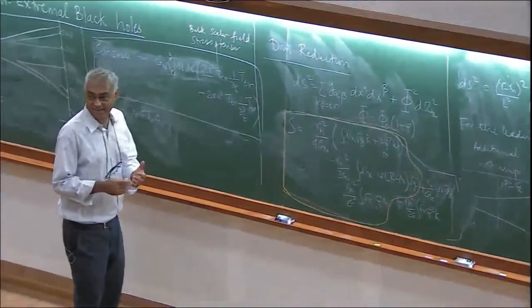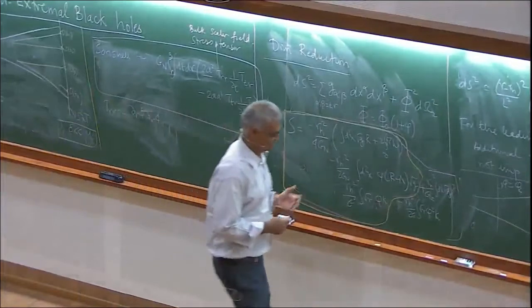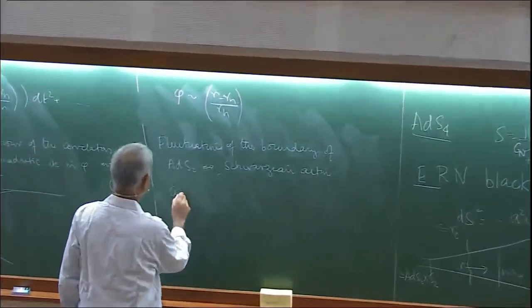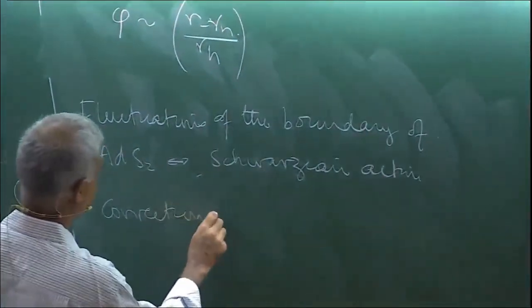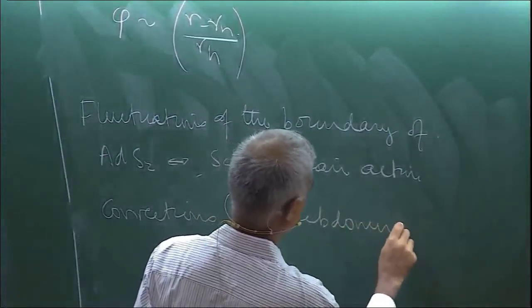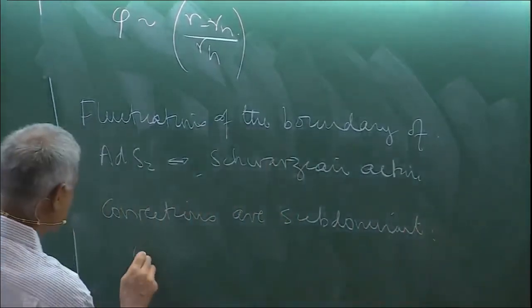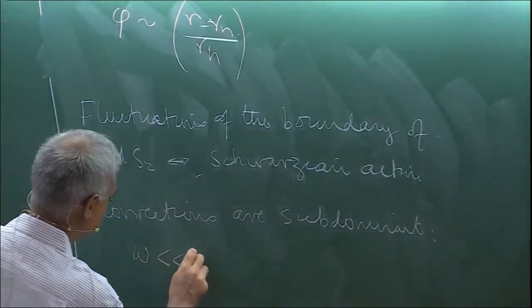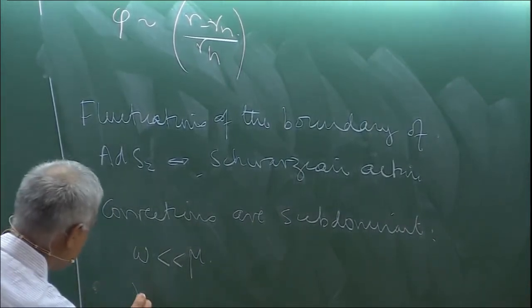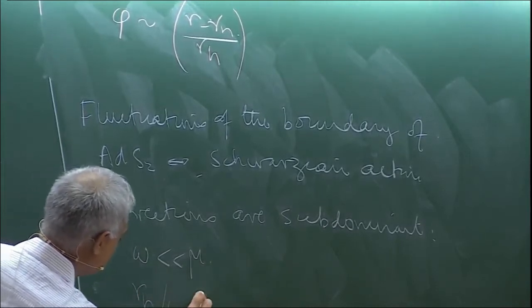Okay, so there is a dimension. Corrections are subdominant, and I'll tell you in what sense now very precisely. What are the parameters which are governing this? One is omega, the energy, is very much smaller than mu. But there is one more parameter, which I should have been clearer about, which is tied to the scale R_H, and that is that R_H over L is very much bigger than 1.